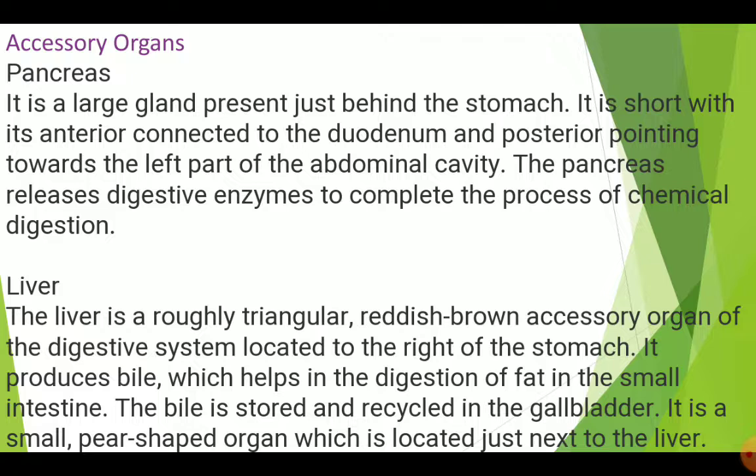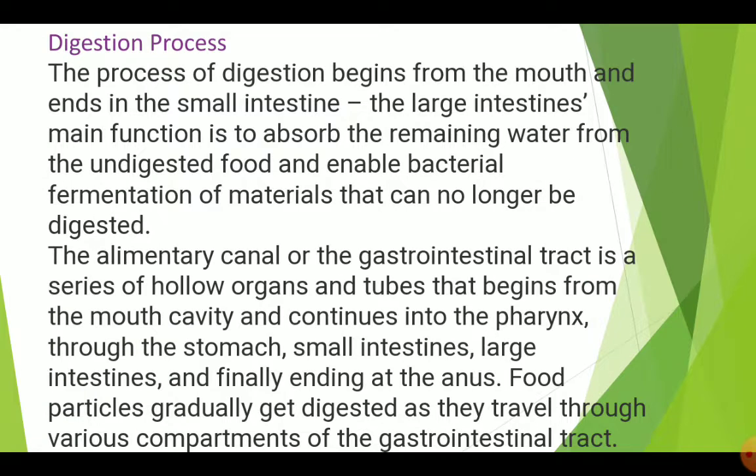Liver. The liver is a roughly triangular reddish brown accessory organ of the digestive system located at the right of the stomach. It produces bile which helps in the digestion of fat in the small intestine. The bile is stored and recycled in the gallbladder. It is a small pear-shaped organ which is located just next to the liver.